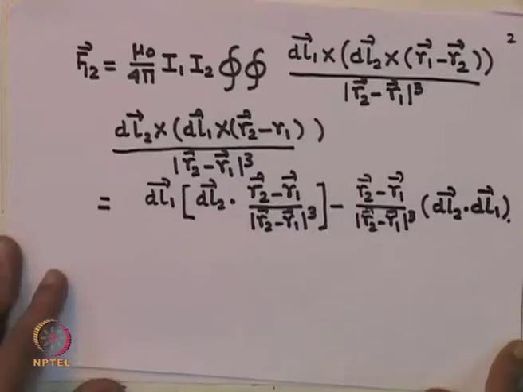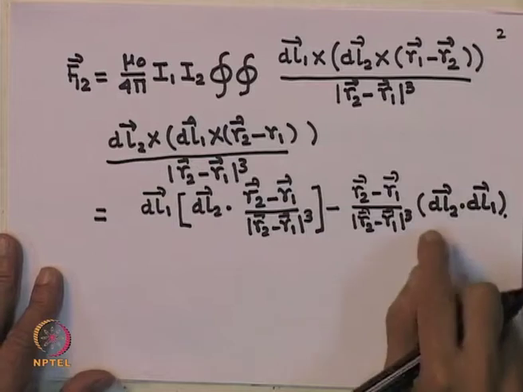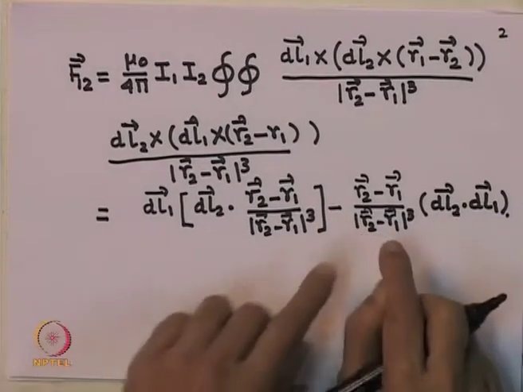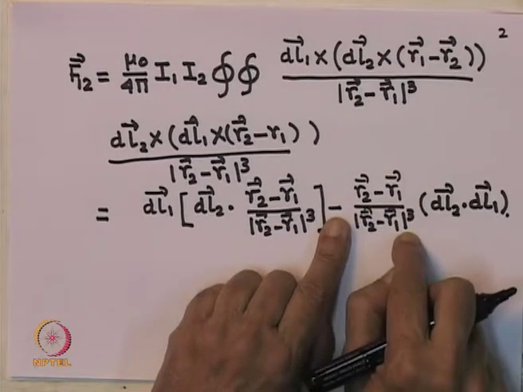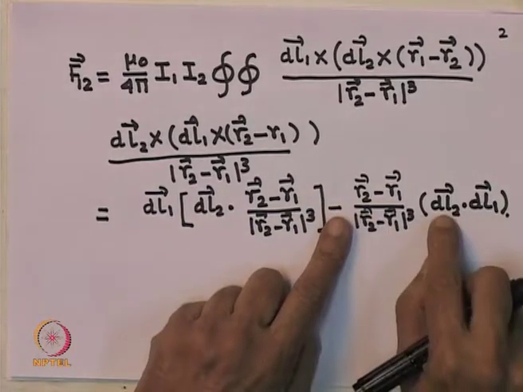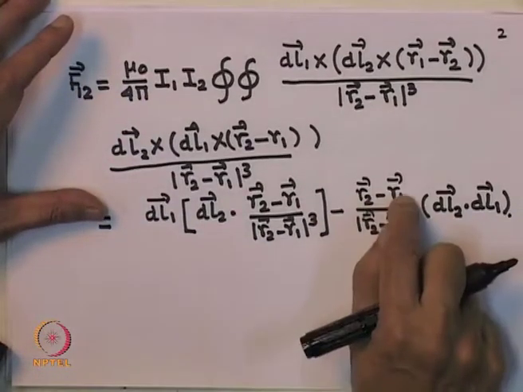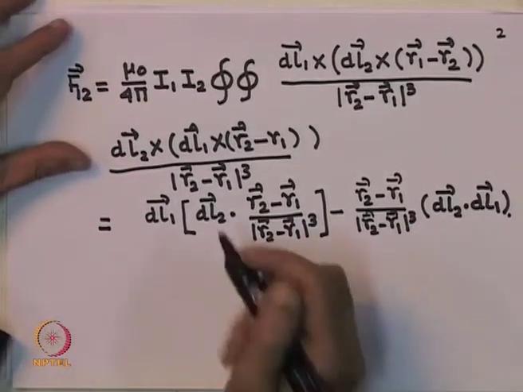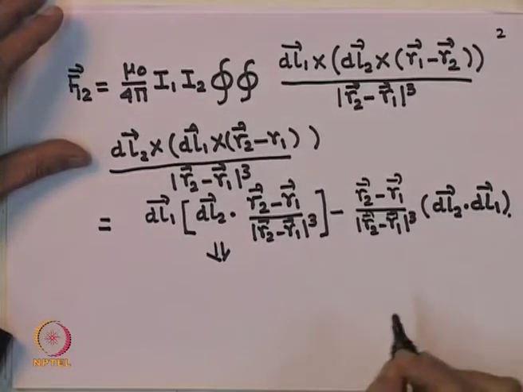Now, notice this, so this is my dL2 cross this. Now, I do not have to do much to this one, because you notice that this term is minus (R2 minus R1) by |R2 minus R1| cubed, which is the same symmetric term, because dL2 dot dL1 is same as dL1 dot dL2 etcetera. Okay. And (R2 minus R1) with a minus sign is same as (R1 minus R2). But I need to do something about this term, and you recall that there is an integral there.